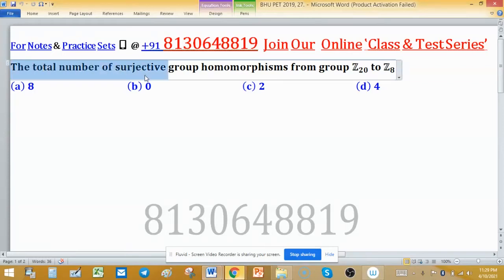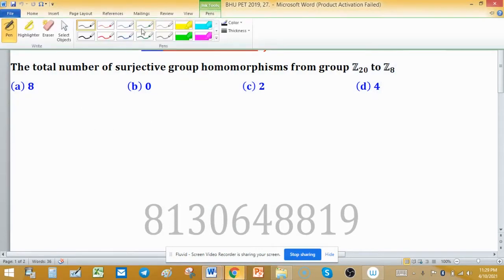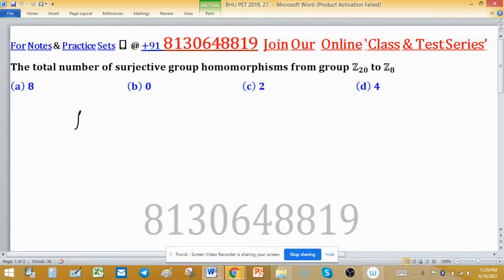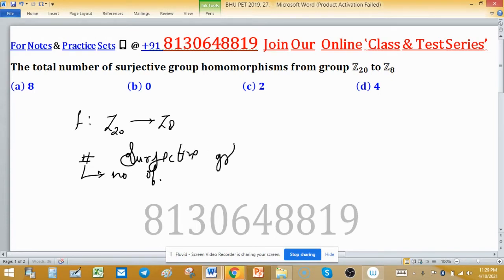Find the total number of surjective group homomorphisms from the group Z20 to Z8. If f is a group homomorphism from Z20 to Z8, then we are seeking the number, which we normally denote by the hash symbol, of surjective group homomorphisms. We are seeking this one.